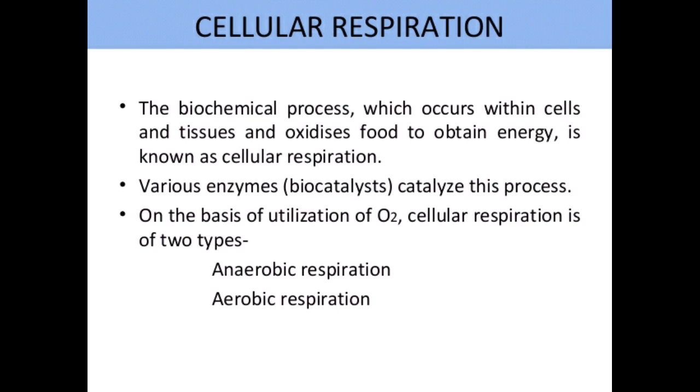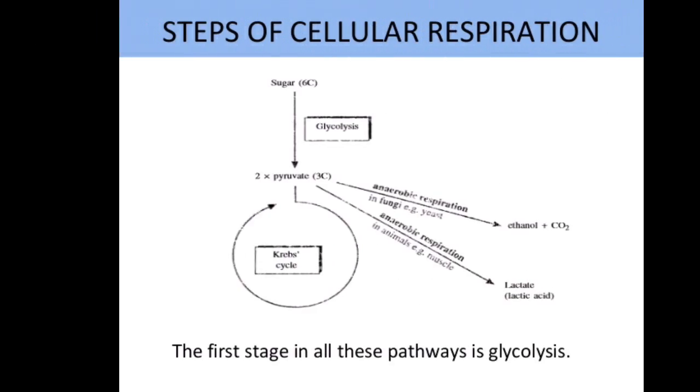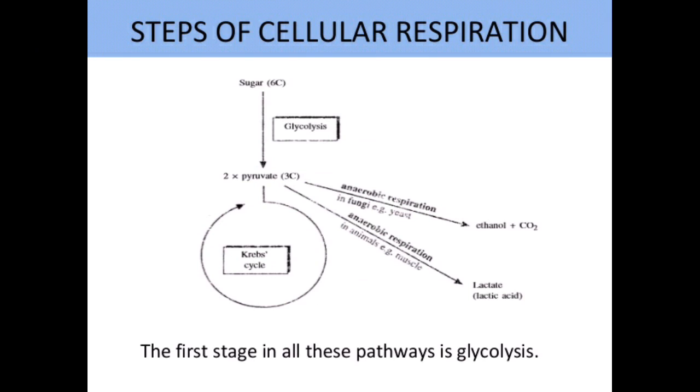Cellular respiration. The biochemical processes which occur within cells and tissues and oxidize food to obtain energy is known as cellular respiration. Various enzymes, biocatalysts, catalyze this process. On the basis of utilization of oxygen, cellular respiration is of two types, anaerobic respiration and aerobic respiration. Steps of cellular respiration.